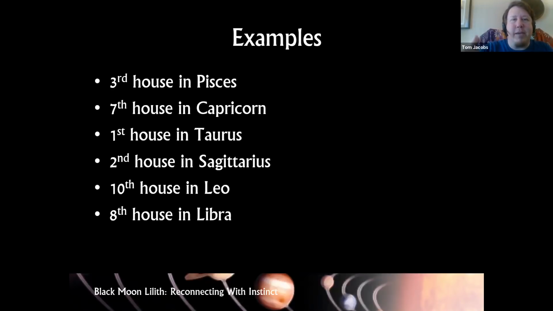So control dynamics may come up where the person has to rise up to be an authority figure to protect one's own autonomy. Okay, now first house in Taurus. First house, of course, person shows up, Lilith is there. Lilith is a loud influence in this person's life. The person is a Lilith person very directly.